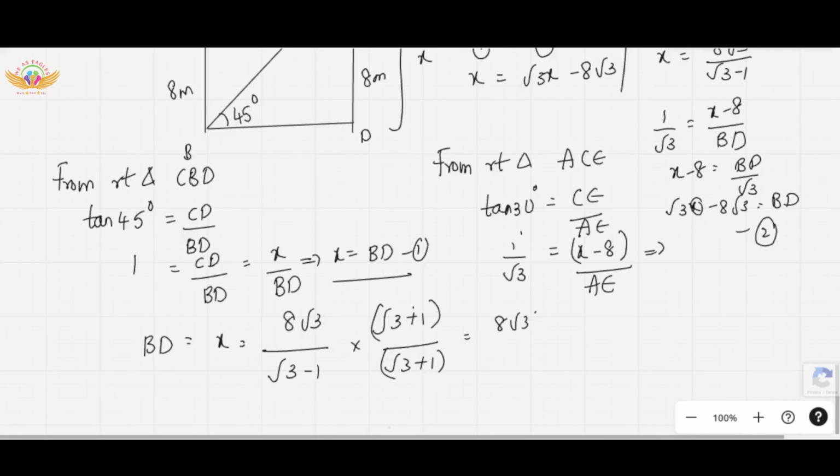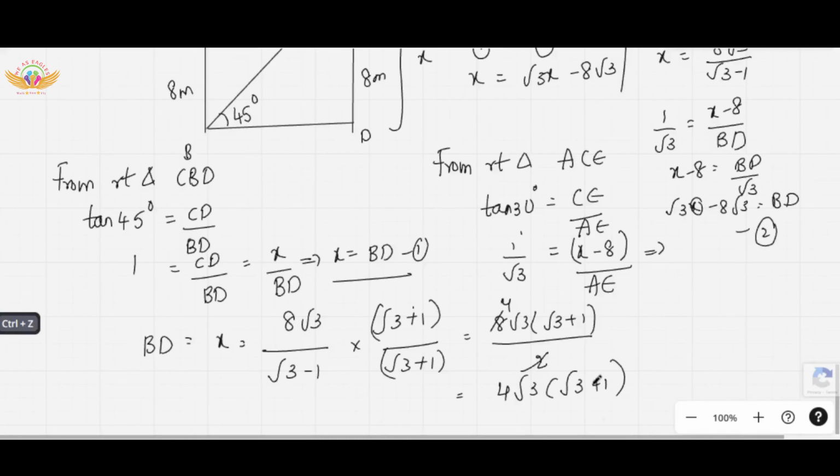8 root 3 into root 3 plus 1, divided by root 3 squared, which is 3, minus 1, is 2. 2 ones are 2, 2 fours are 8. So the final answer is 4 root 3 into root 3 plus 1. So this will be our BD distance, 4 root 3 into root 3 plus 1.